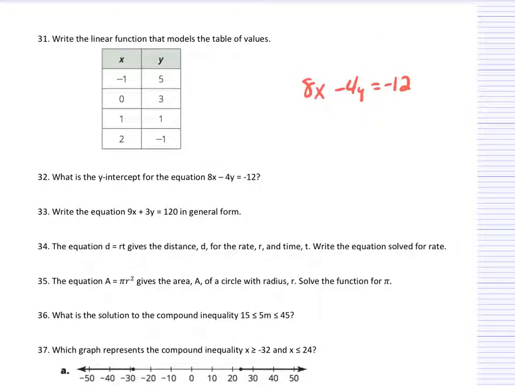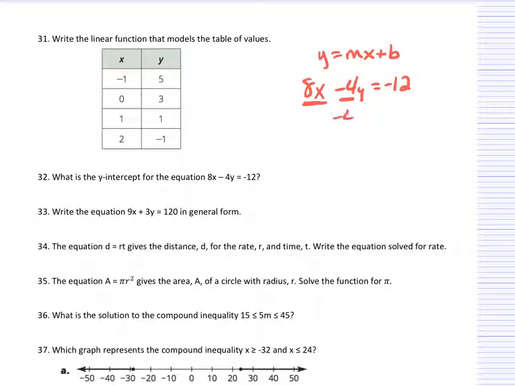For number 32, what is the y-intercept for this equation? Well, I need to have it in general form, and general form says get the y by itself. So I'm going to do some upside down t's and get that y by itself. Now there's an 8x and a -4 on the same side as the y, so I need to get rid of the 8x first because it's being added because it's positive.